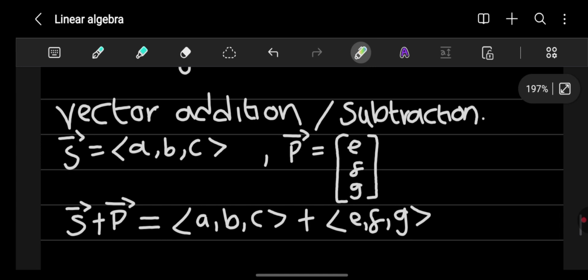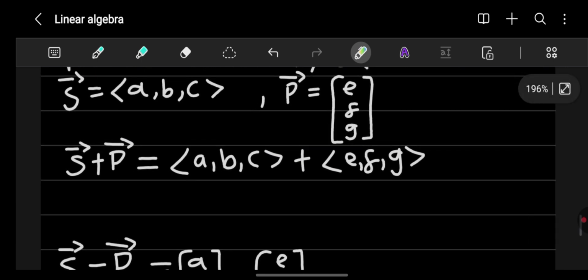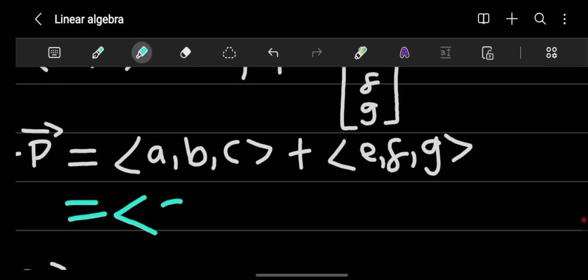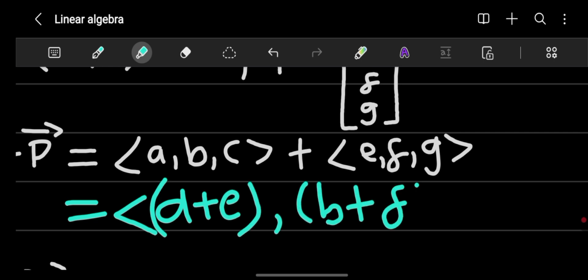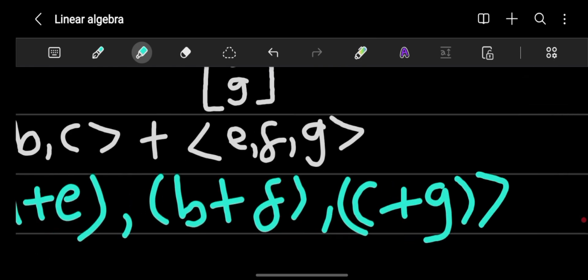So let's talk about vector addition and subtraction, just like you would with 2D vectors. If you have vector S and vector P, S plus P would be A plus E here, and then you have B plus F and C plus G. So this would be the vector addition of a 3D vector.